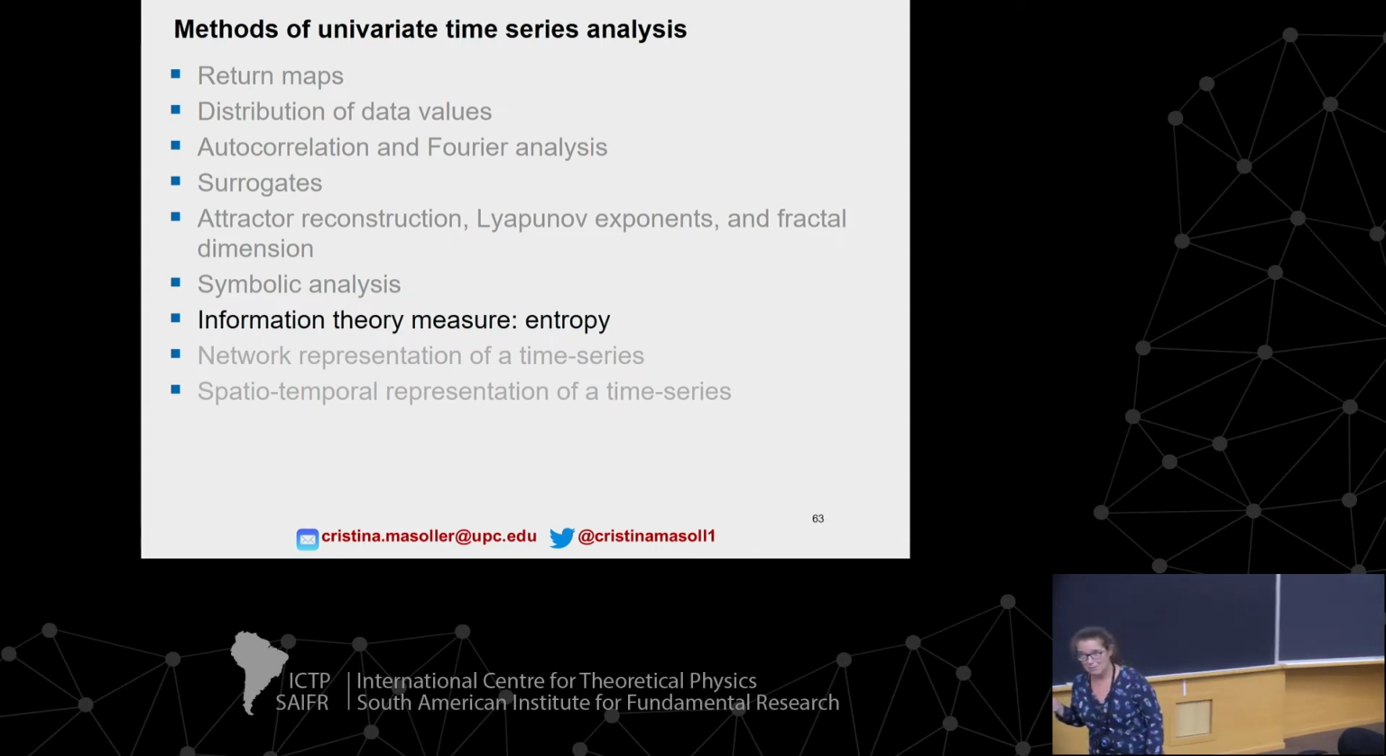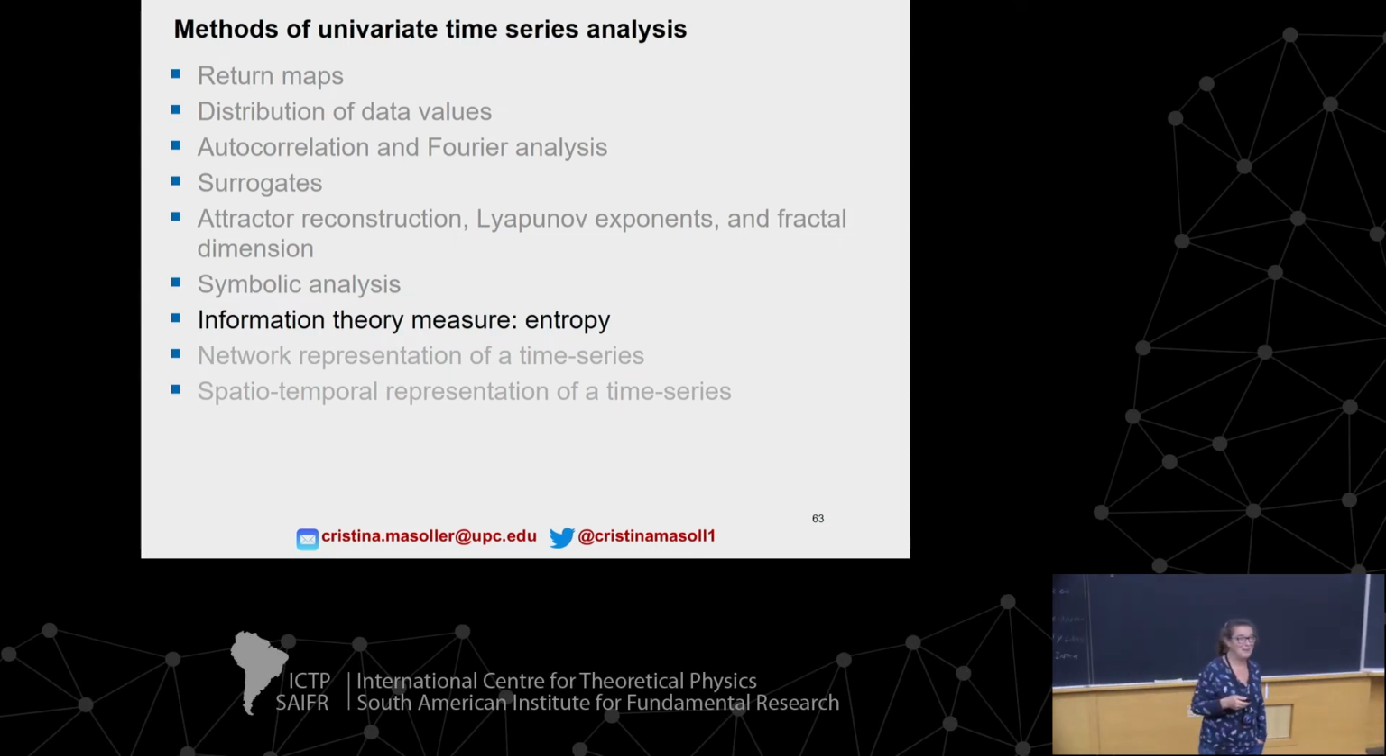There are many other ways. I just explained one. And then the question is what to do with these probabilities. The idea is to use a measure that is called entropy. Who is familiar with the concept of entropy, what it means? Some of you, not everybody.